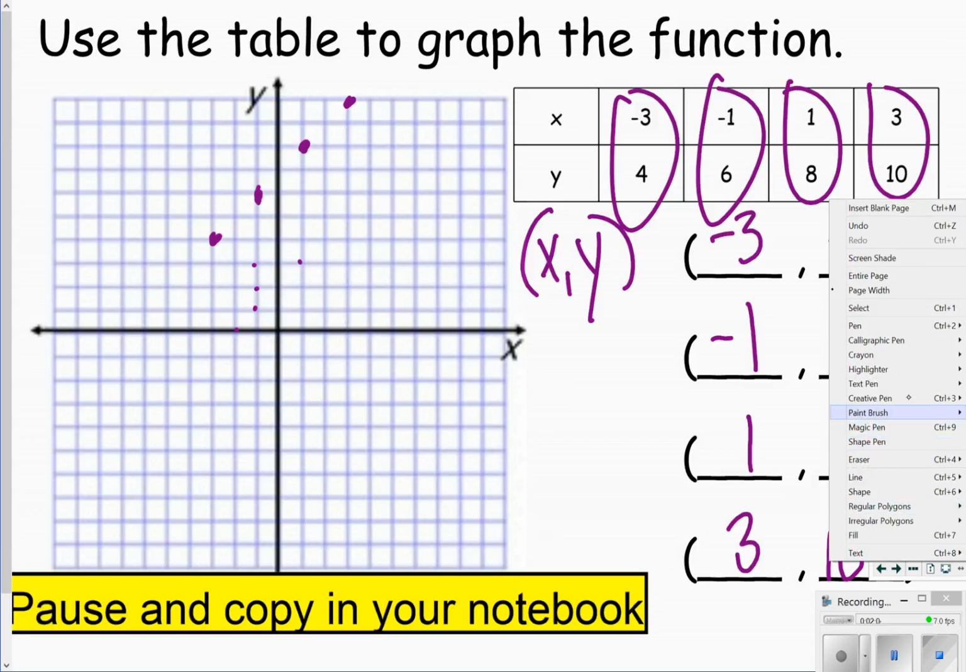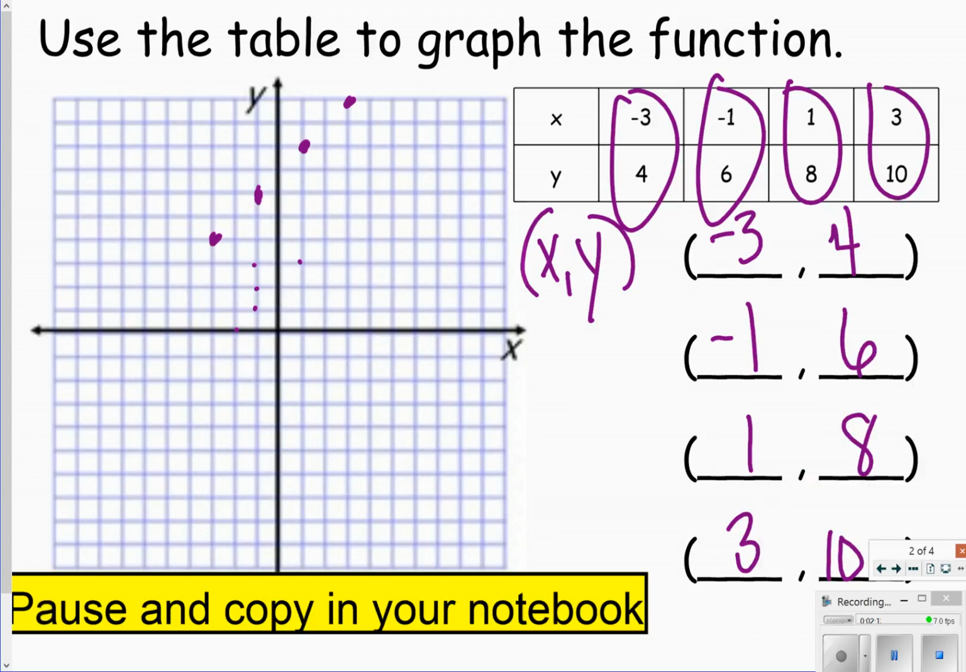So I'm going to grab my line tool to see if we can make it look nice. A line. And I'm going to start here and connect it to here. And it will go up. Very good. So there is our graph. It's a straight line, so it's a linear function. Go ahead and copy this into your notebook.